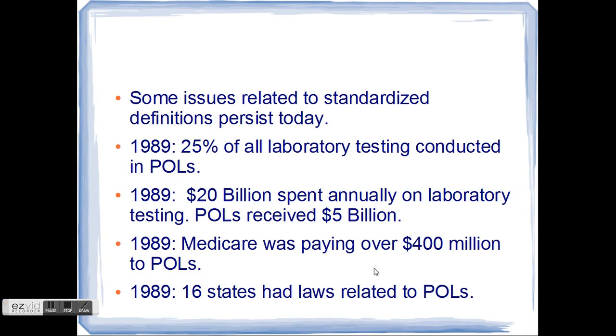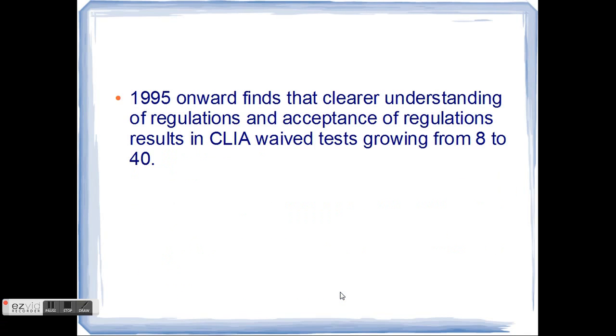In 1989, Medicare was paying over $400 million to POLs, and 16 states had laws related to POLs. This goes back to point number 1 on this slide about some issues related to standardization. In 1995 onward, we find that there's a clearer understanding of regulations and acceptance of regulations, and that results in the CLIA waived tests growing from 8 to 40 in number.